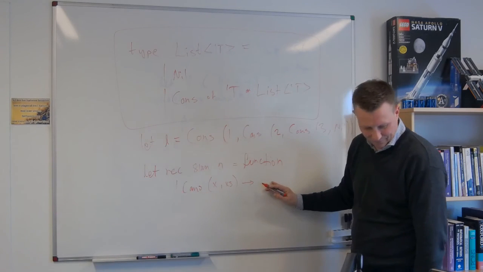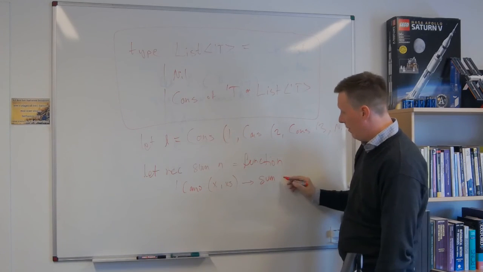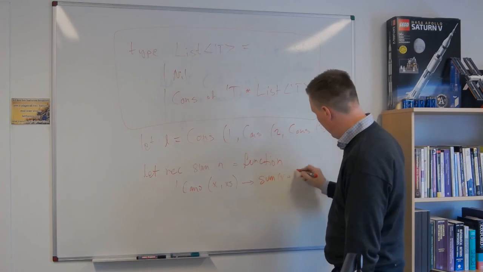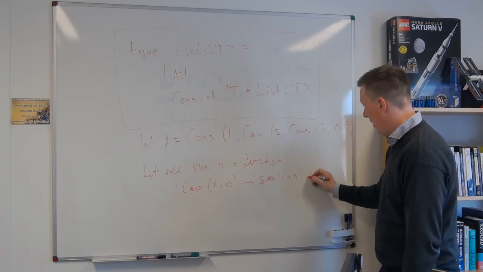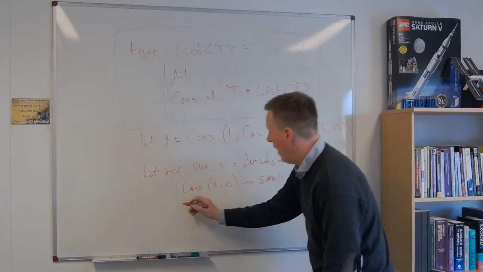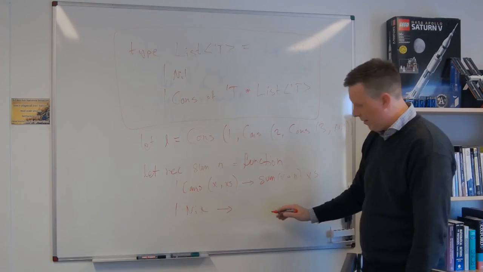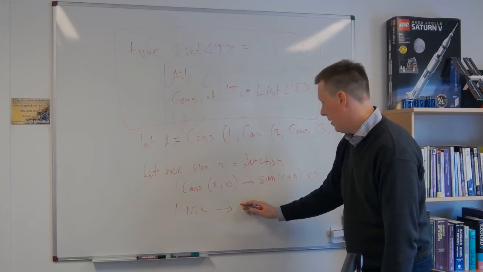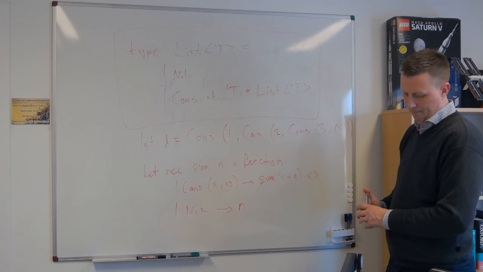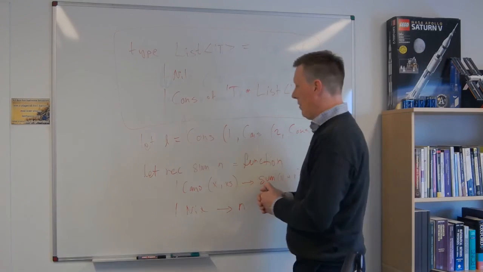And we're gonna call sum, and then we put in the x plus n and give it the xs. So we're just gonna call this repeatedly. And if we hit nil, we're just gonna return n. Yes. Then we have a summation function. Right.